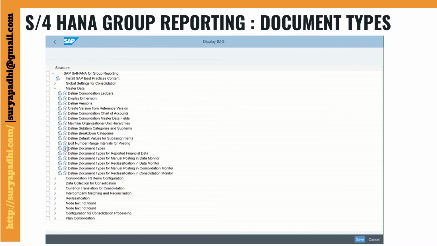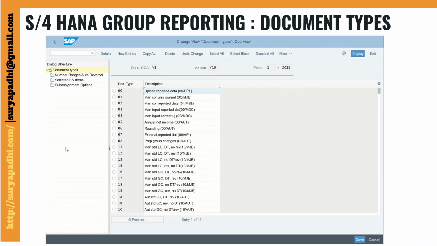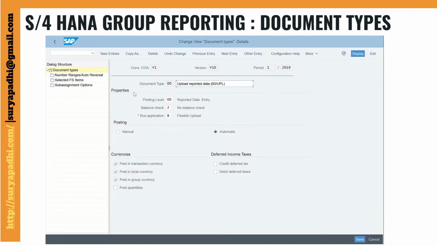If you have already installed the best practice content 1SG, you will find all these 41 document types in your system. Try to understand the configuration and attributes of a document type. This is the document type attribute, and here you can see the document type ID, then the document type description. Here they have provided a very meaningful description of this document type. They have embedded here the document type ID and the purpose of the document type.